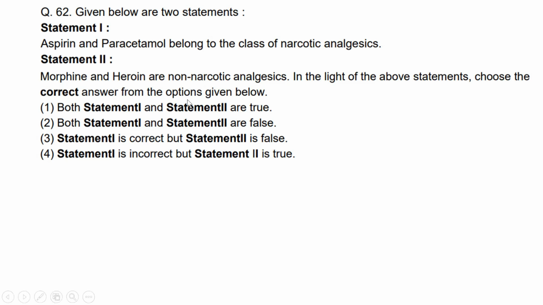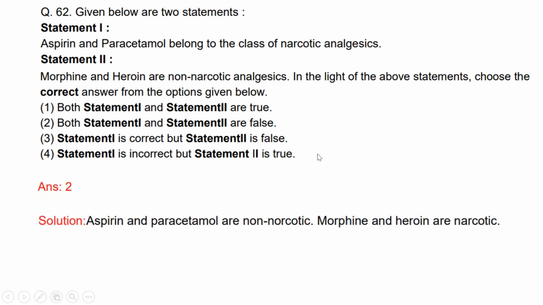Aspirin and paracetamol are not narcotic analgesics. Okay. And morphine and heroin are narcotic analgesics. So he has given both the statements wrong. So option 2 will be the correct answer for question number 62. So next question number 63 we'll see now.